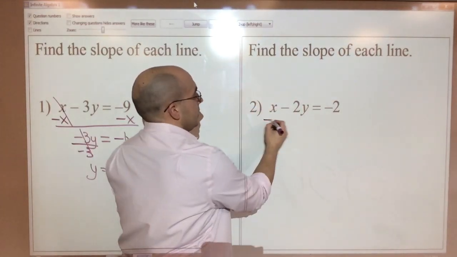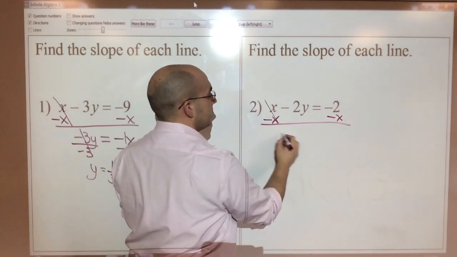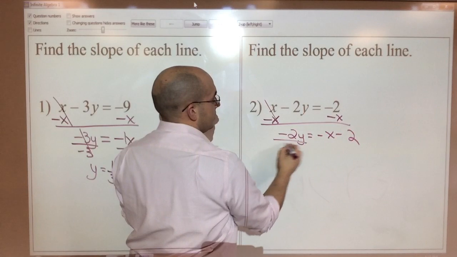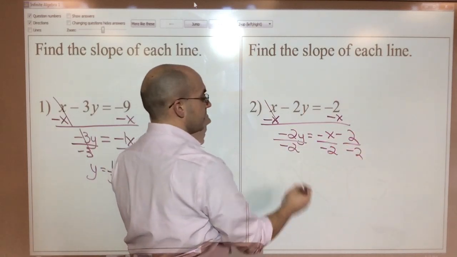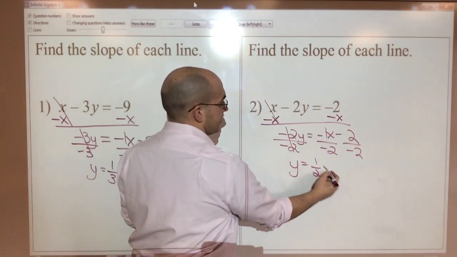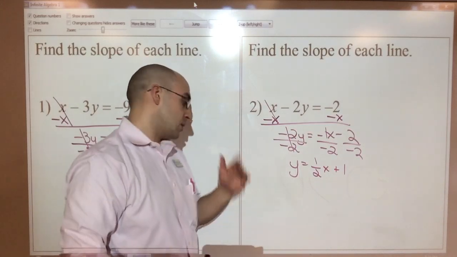Okay. Here, same thing. I'm subtracting x on both sides. Draw a line down. -2y is going to equal -x minus 2. Divide by -2 everywhere. So this is pretty similar to the first one. I'm left with y equals 1/2 x plus 1. Slope is 1/2. Y-intercept is 1.